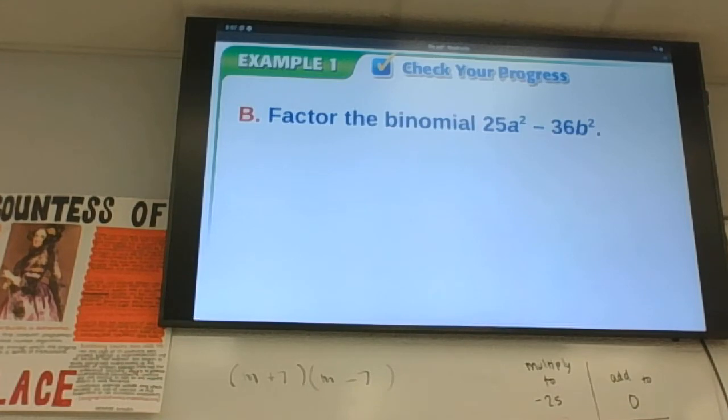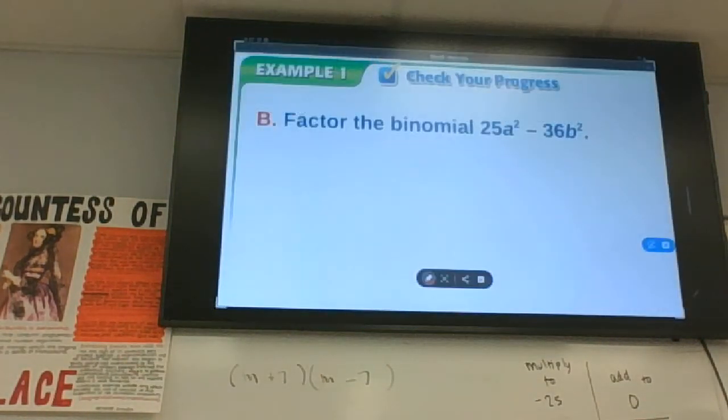So 25 does square root. The square root of 25 is 5. 36 does as well. The square root of 36 is 6. So there's no greatest common factor here. I'm going to go right to parentheses. 5a and 5a go first. 6b and 6b go second. Use the plus and the minus.